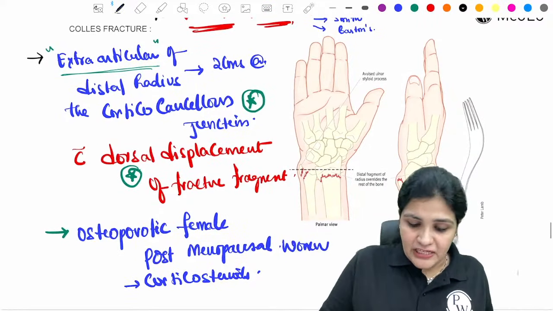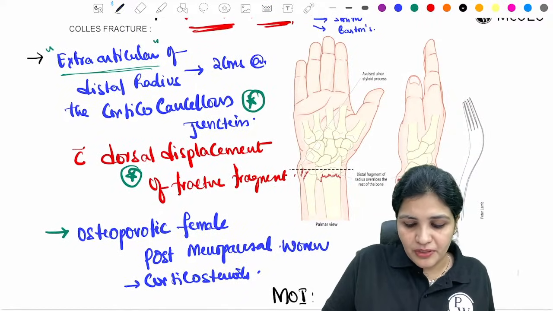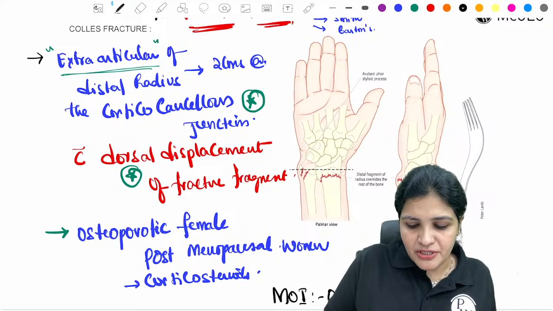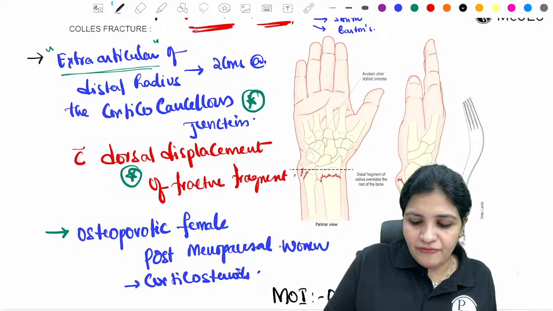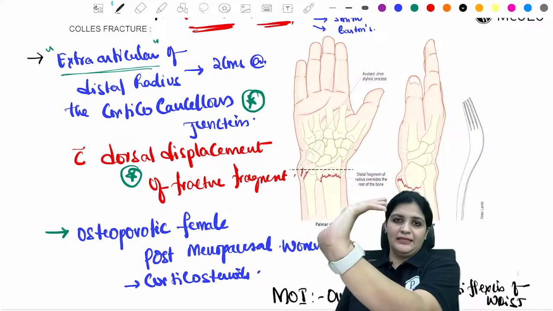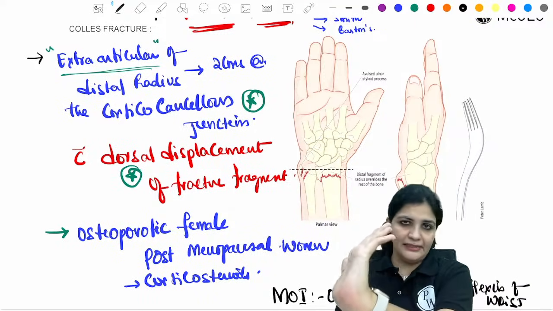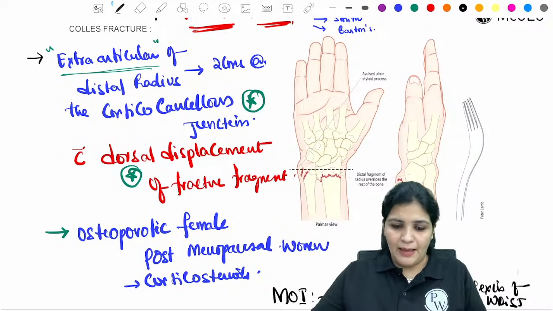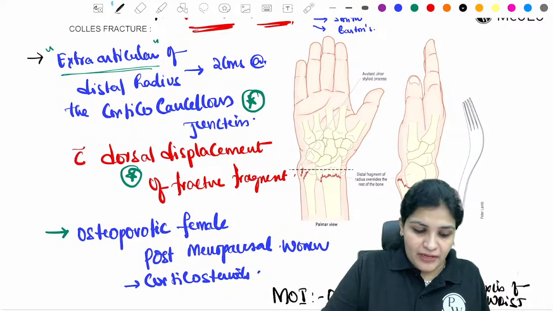And what is the mechanism of the injury? The mechanism of injury is again an outstretched hand with some amount of dorsiflexion of the wrist. So whenever you are falling like this, because of the dorsiflexion, what happens is very, very important.